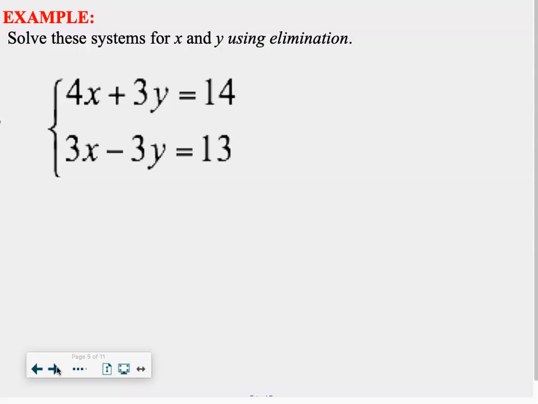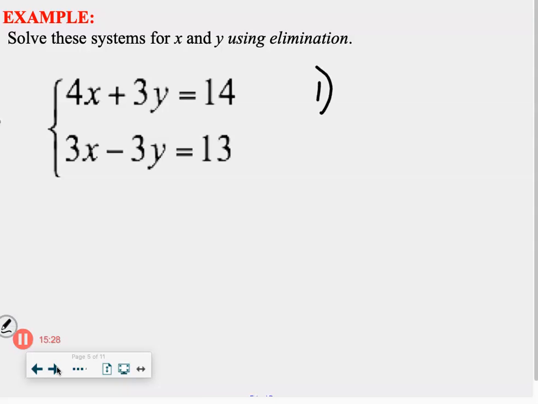Just so you know, when you get into systems that are non-linear, which I don't know if we ever do in this class or not, it's almost always substitution that you have to do. But anyway, elimination. You pick x or y. Doesn't matter which letter you pick, but you need to have the same coefficients with opposite signs. That way when you add them together, that variable is eliminated. It becomes 0.